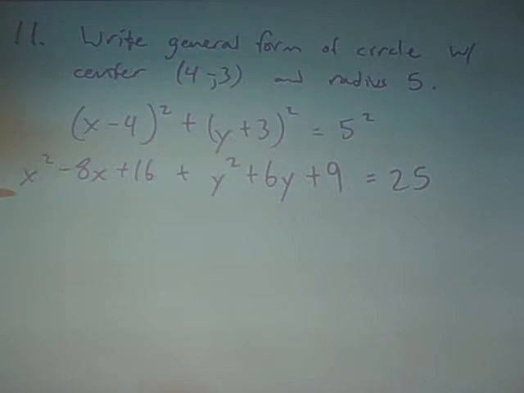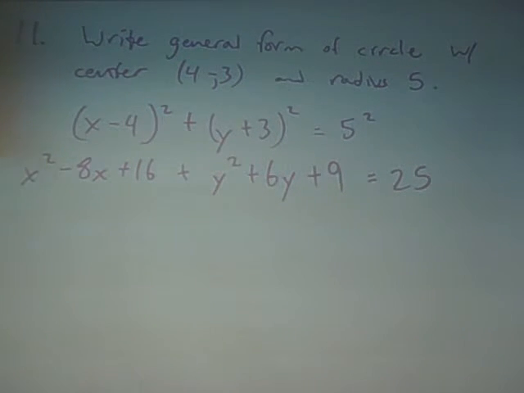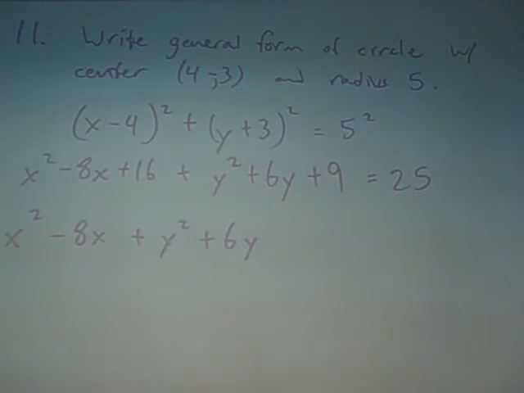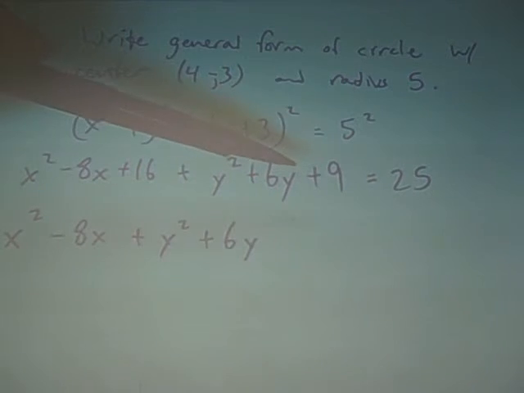And for the general form, we just want to move everything up. So we get x squared minus 8x plus y squared plus 6y, and then 16 plus 9 is 25, and we can cancel the 25s, so it just equals 0.